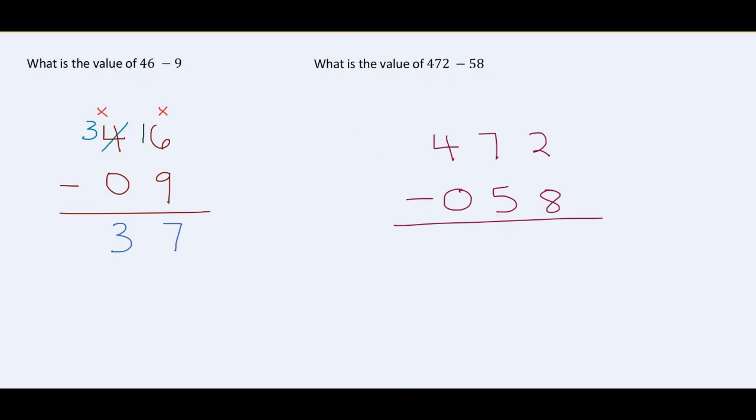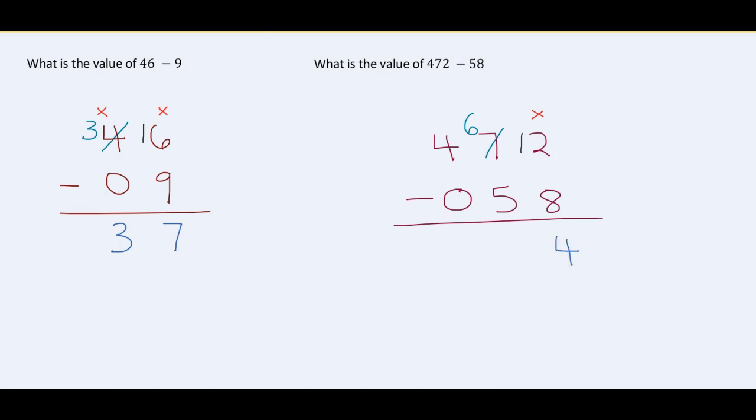So now we start from the right hand side. 2 minus 8. So we're trying to remove 8 items from 2. That's not possible to do. So what we're going to do is go to the left hand side and borrow 1 from the left hand side. That leaves these with 6. And the one that we borrow is going to make it 12 over here. So 12 minus 8 is going to give you 4.